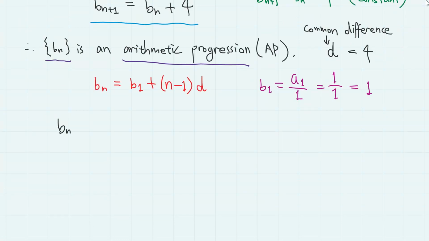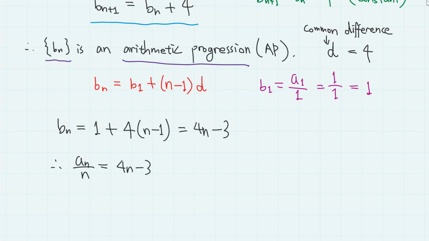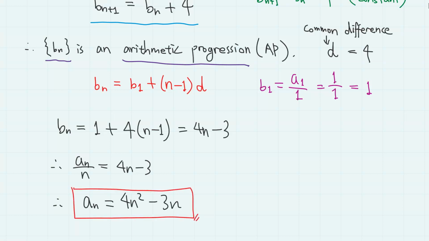So we have b_n equals first term 1 plus common difference 4 times (n minus 1), which is 4n minus 3. This means that a_n divided by n equals 4n minus 3, which means that a_n equals 4n squared minus 3n. And this is the answer.